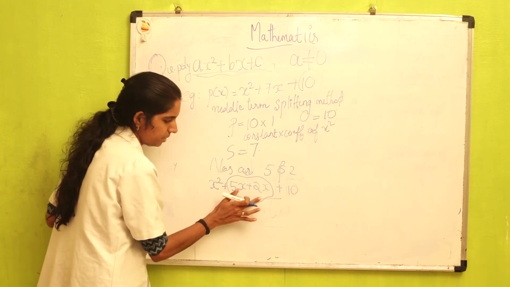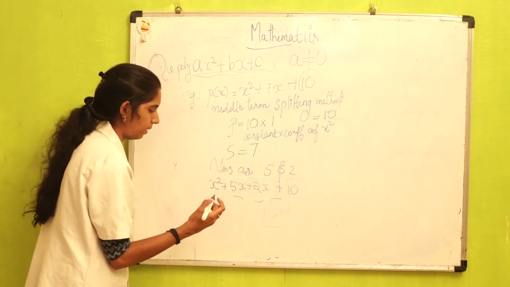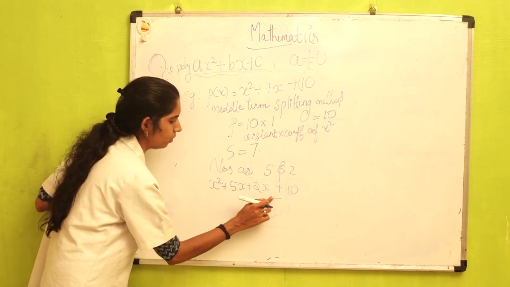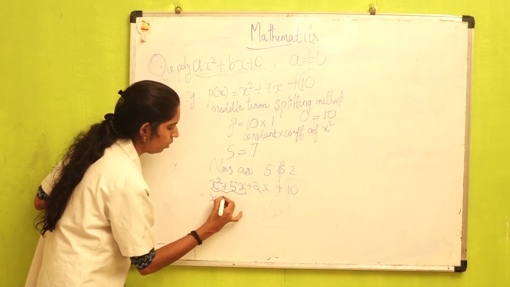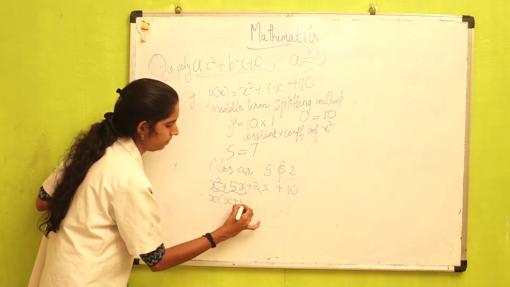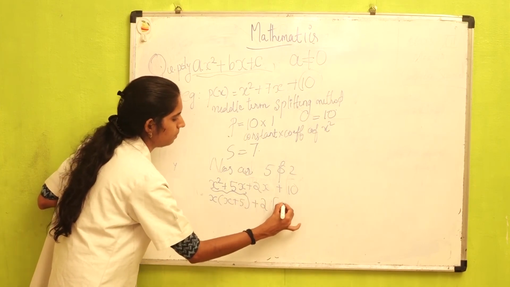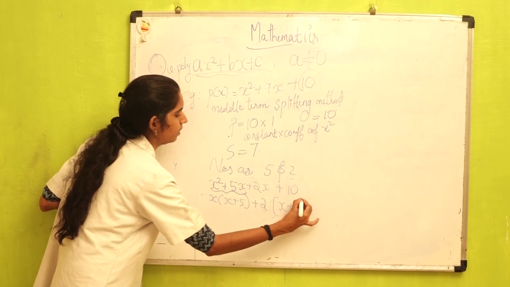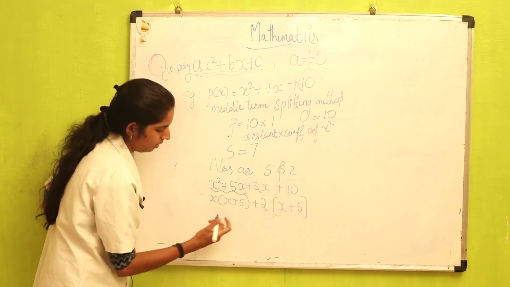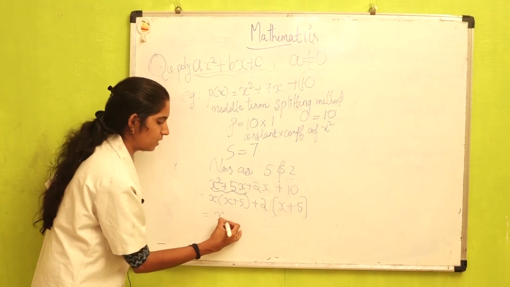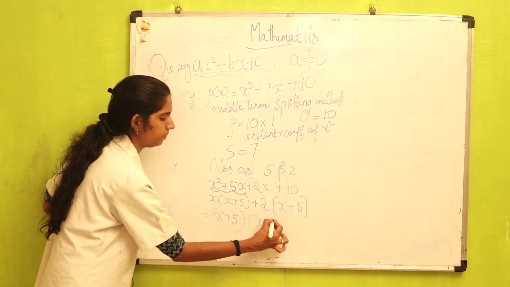So the next step is that we should take common from the first two. Taking common from these two, x into x plus 5. Next common 2 into x plus 5. Okay, so x plus 5 and x plus 5 is common. So this is equal to x plus 5 into x plus 2.